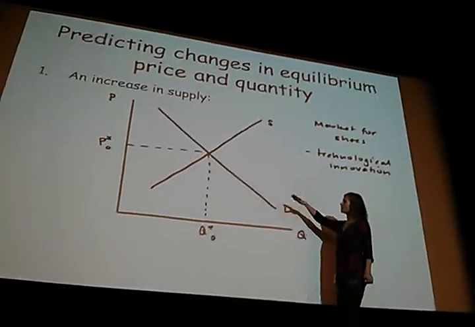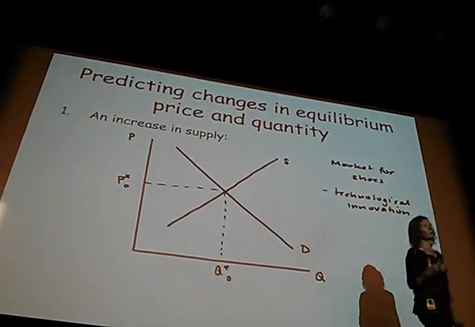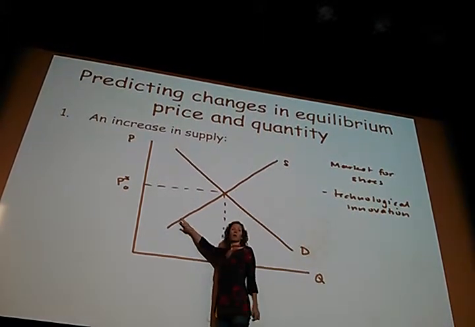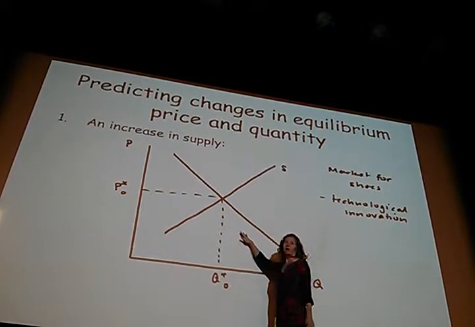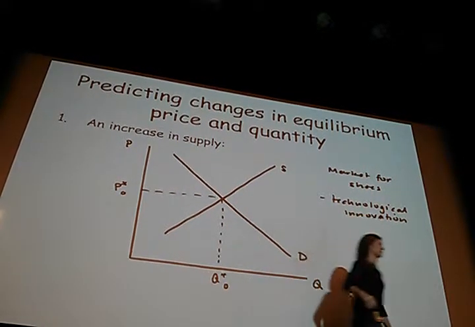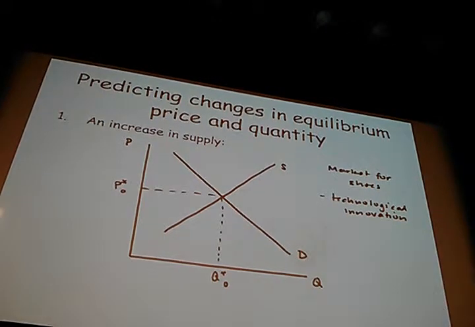In any case, what's going to happen here? What's an increase in supply going to look like? It means that at every price, the quantity supplied is going to be higher. So this supply curve is going to shift to the right. This is what an increase in supply will look like.